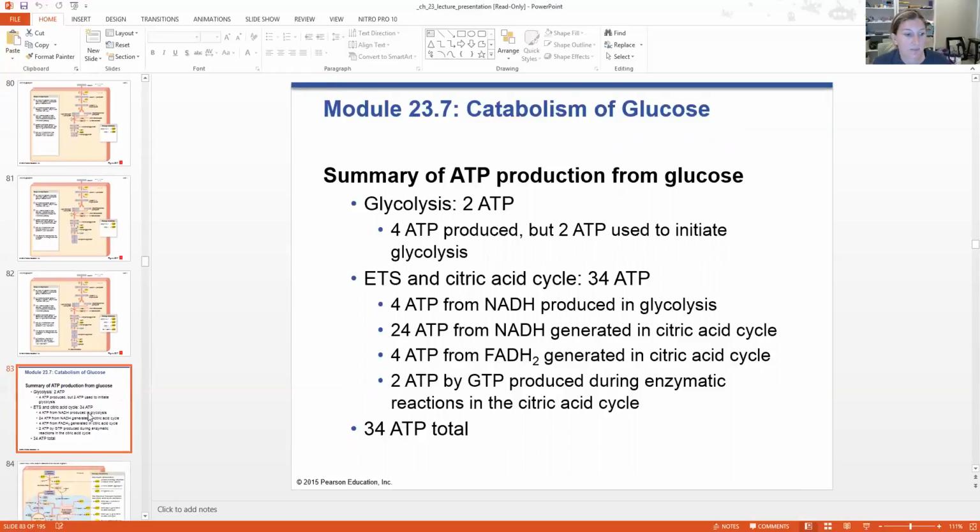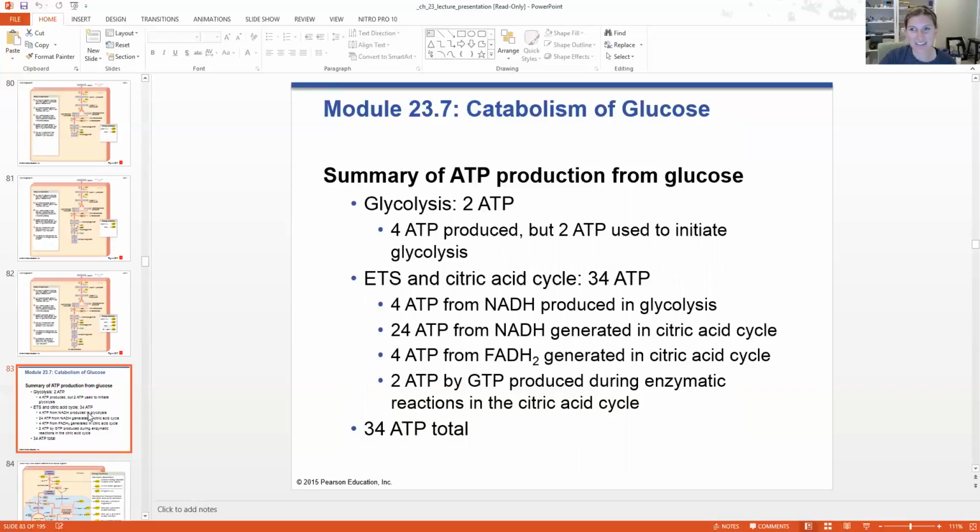So, summary of ATP production from glucose. In glycolysis, you're getting a net of 2 ATP. Overall 4, but you're using 2, so it's a net gain of 2. Electron transport system and citric acid cycle gain you around 34 ATP. 4 of them, again, from glycolysis, 24 from the citric acid cycle, and generated from the oxidation of NADH, 4 from the oxidation of FADH2, and 2 from GTP during the citric acid cycle. So total, we're getting 34 ATP.